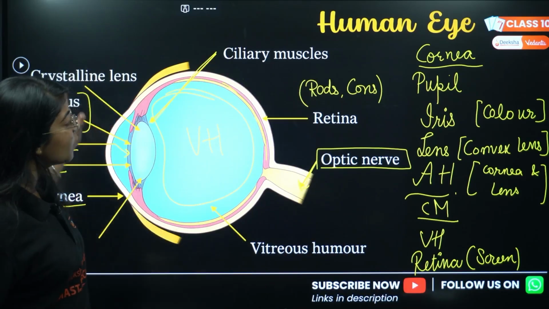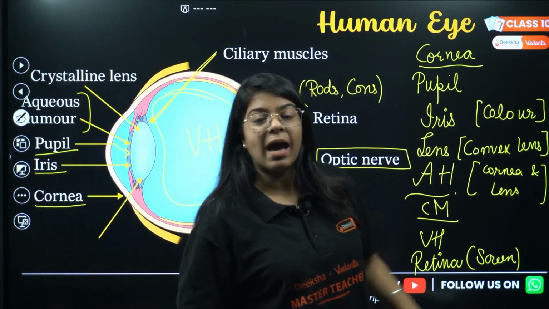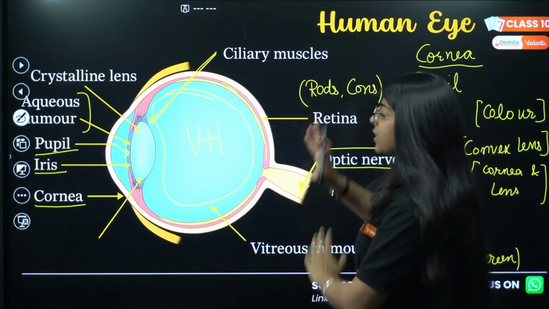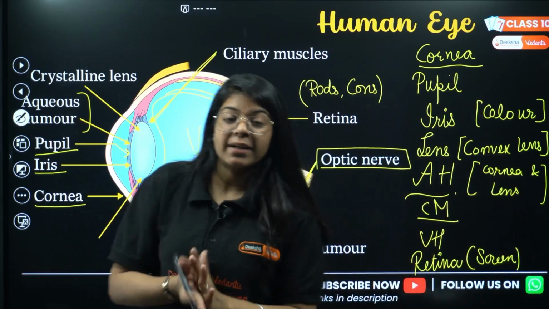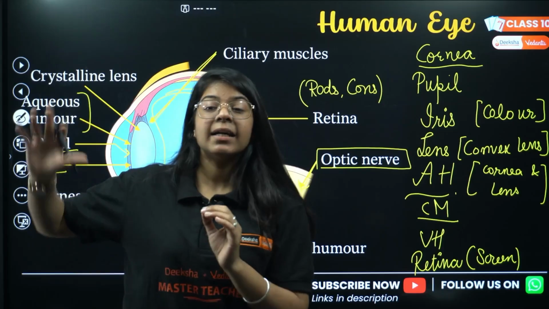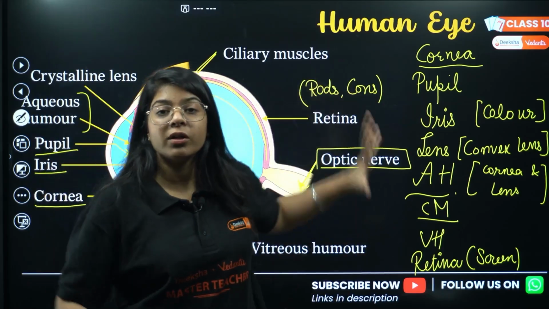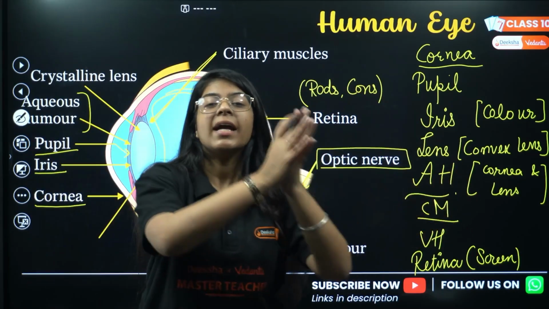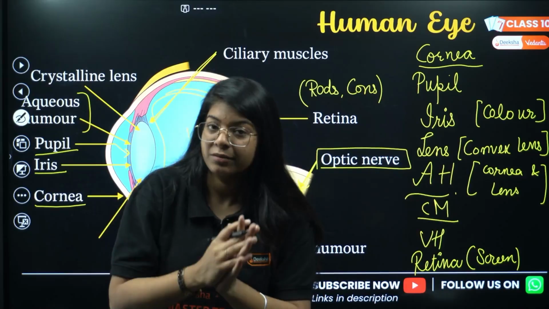Okay, we are done with all the parts of the human eye and their functions. This diagram is important. Do practice it. But more than that, the function of all these parts, what they are used for, is very, very important.